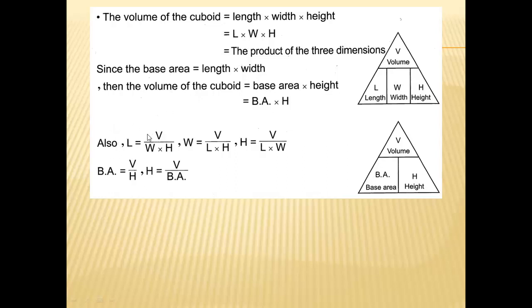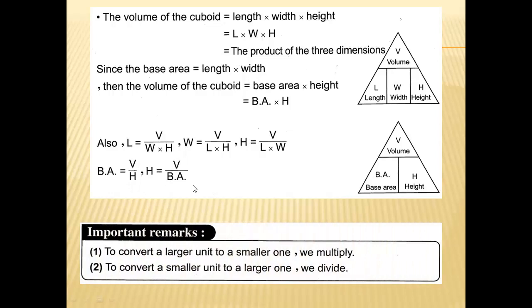Also length equals volume over width times height. The width equals volume over length times height. Height equals volume over length times width. The base area equals volume over height. The height equals volume over base area. Okay. Remember again the important remark here, Primary 6. Don't forget to multiply to convert a large unit to a smaller one, and divide to convert a smaller unit to a larger one.